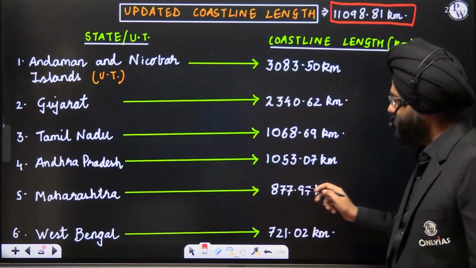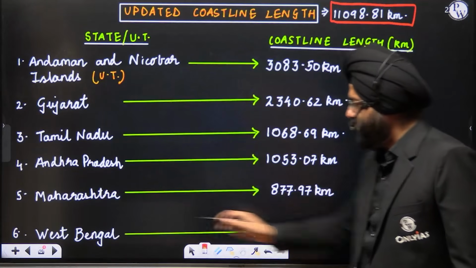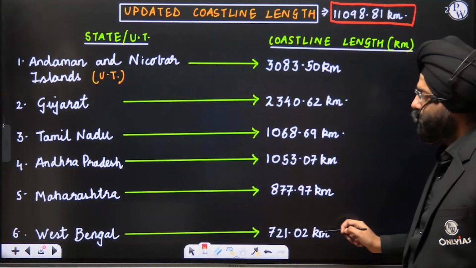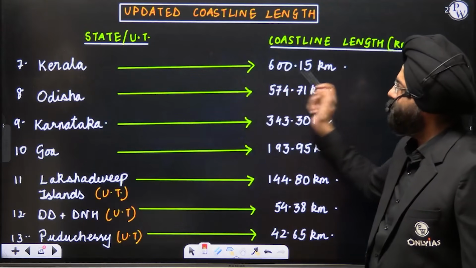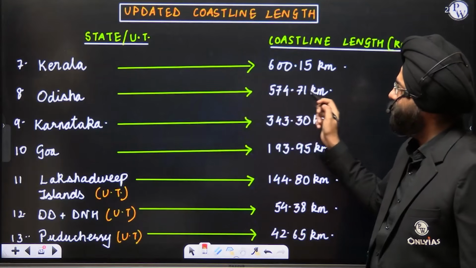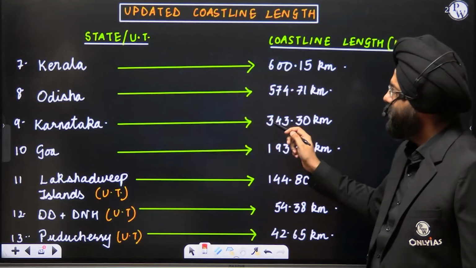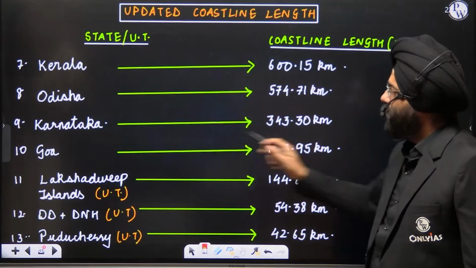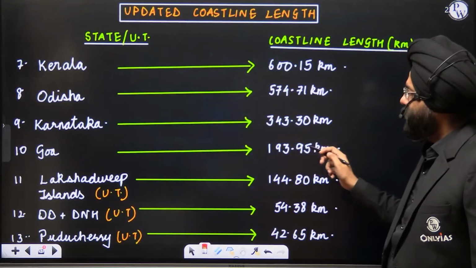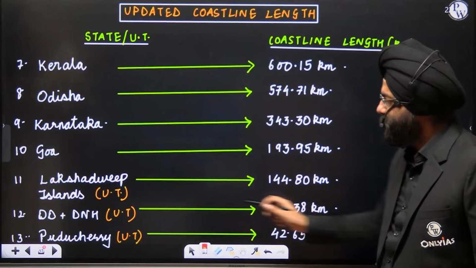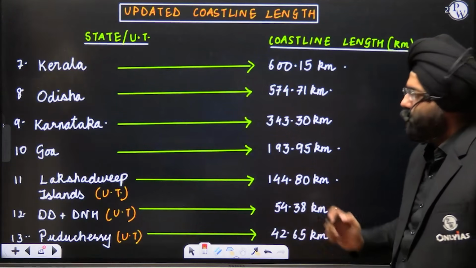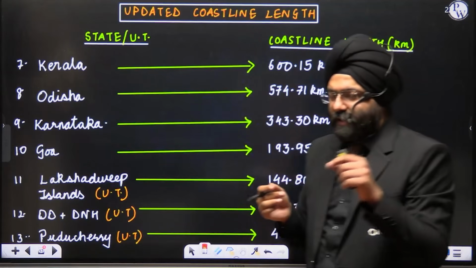Maharashtra 877.97 kilometers. West Bengal 721.02 kilometers. Then Kerala 600.15 kilometers. Odisha 554.71 kilometers. Karnataka 343.30. Goa 193.95. Lakshadweep 144. Daman and Diu, Dadra and Nagar Haveli 54. Puducherry 42. So what do we analyze from this?